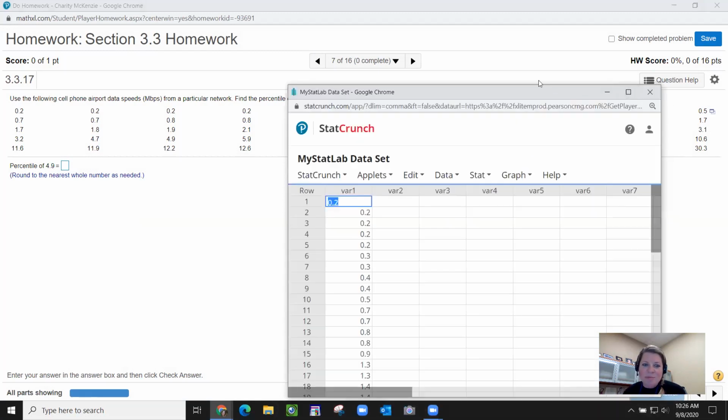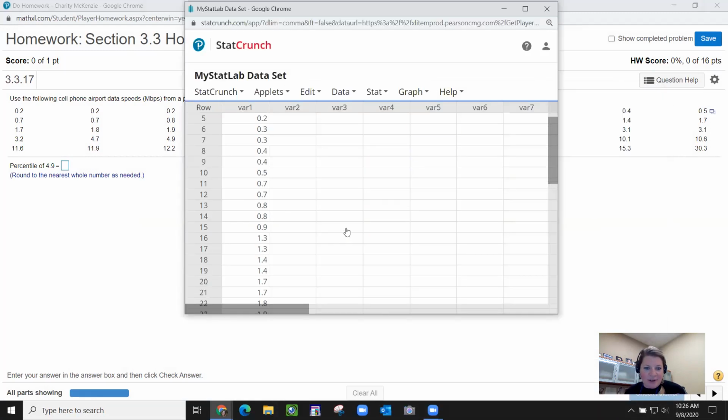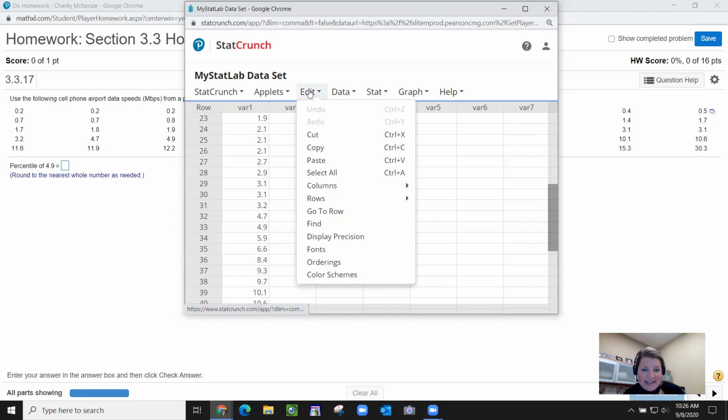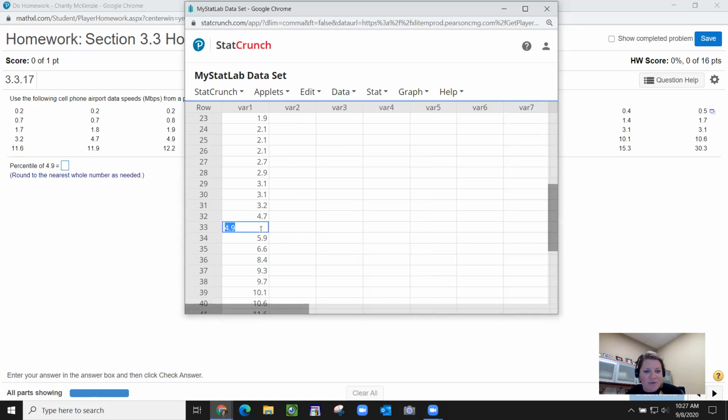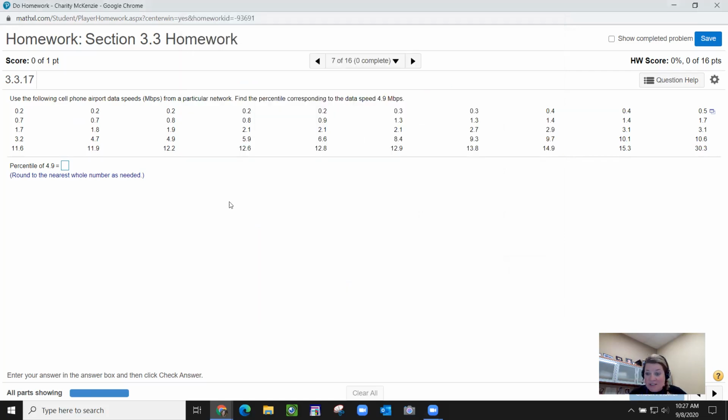Your data should be in order, which it is for you. We're going to just scroll down. It's already in order. You can put it in order in here. We've gone through that before. It's in the Data, Sort menu. So if you want to put it in order, and we can look, here's our 4.9. So there are 32 values below it. So we're going to do 32 values.